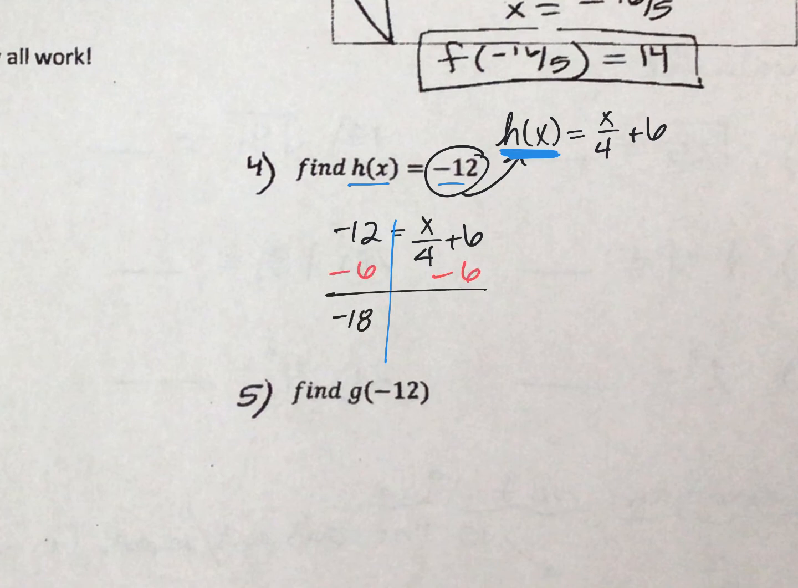So I get negative 18 equals x divided by 4. How do I undo division? Multiply. So we're going to times both sides by 4. We make sure that the variable, the fraction, is by itself before we multiply. And 18 times 4, 72. So x equals negative 72. Good job, Adrian.